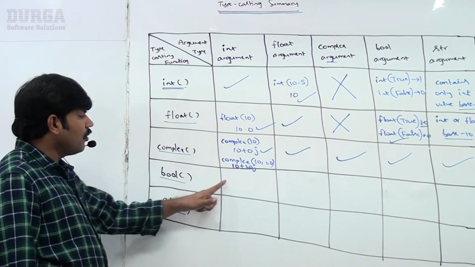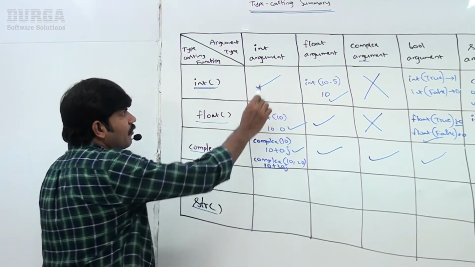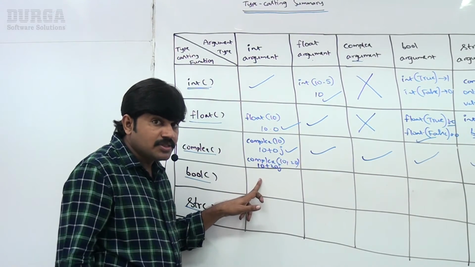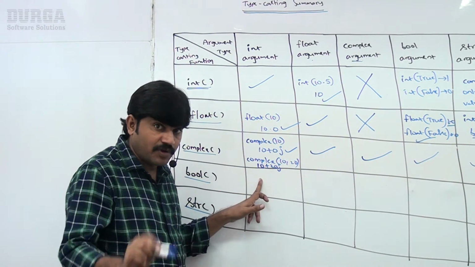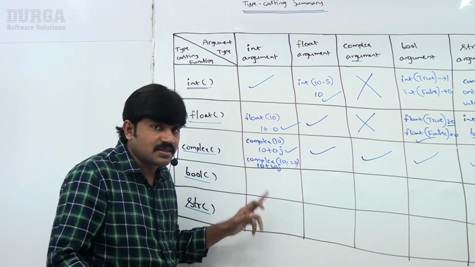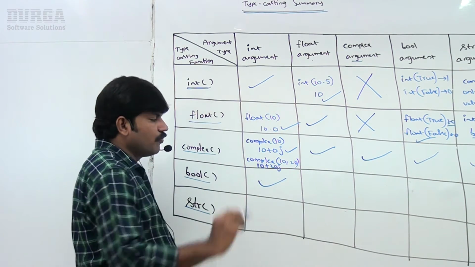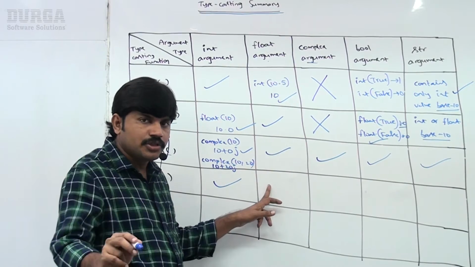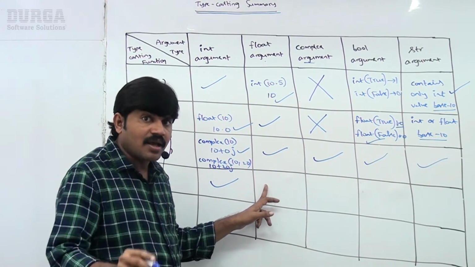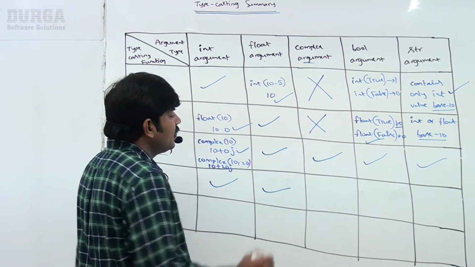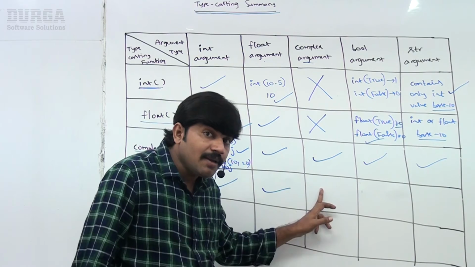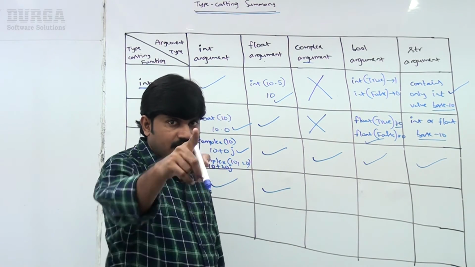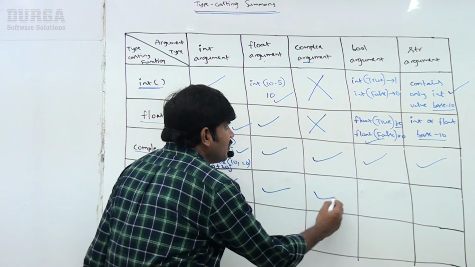Next, the bool function, sir. If you are passing an int value, it is very simple. If the int value is 0, it is considered false. Non-zero is considered true. Int to bool is possible. Float is also the same: if the value is 0.0, it will become false; non-zero will become true. Next, complex number: if the real part and imaginary part are both 0, 0 plus 0j, it is false. In all other cases, it is true.